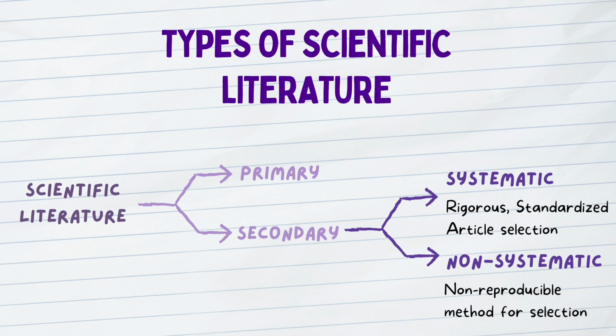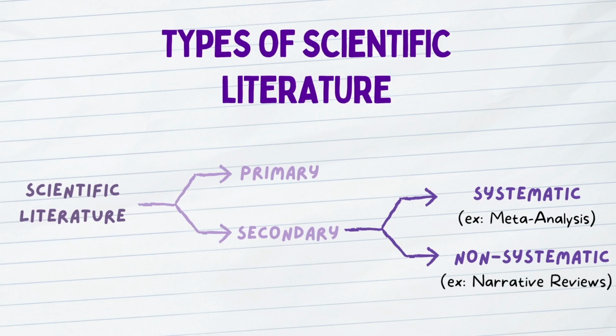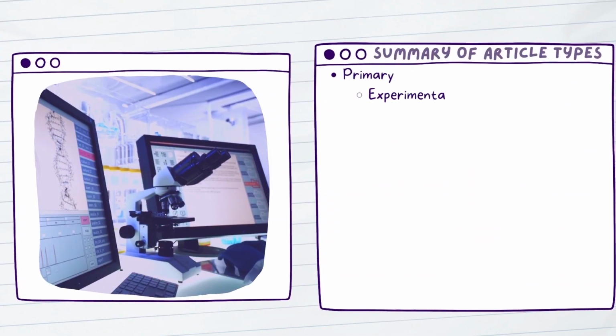In comparison, a non-systematic review does not use as rigorous or reproducible an approach for article selection, but instead offers more flexibility to address far-reaching questions and pursue novel insights. If a paper states in its title that it's a narrative review, then we know that we're looking at a non-systematic review.